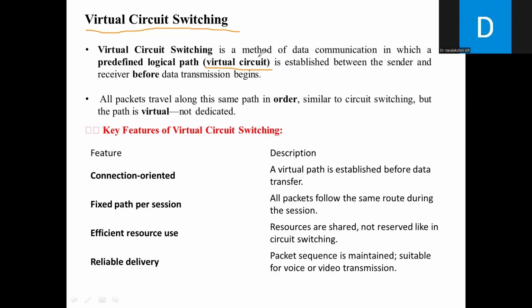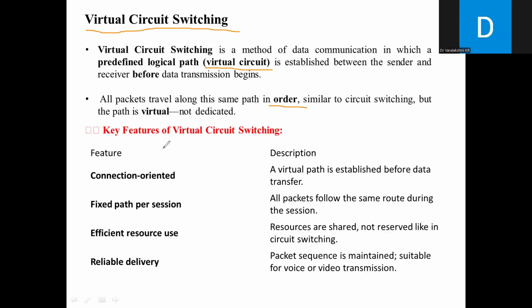So what is this virtual circuit? It is a path established between the sender and receiver before data transmission begins. One advantage is that all the packets travel along the same path, in order. This is the main highlight. It's almost similar to circuit switching, but there the path is dedicated. Here the path is virtual but not dedicated. In a comparison with the datagram, the packet sequence can be maintained here, but in the datagram approach we are not establishing any path before the data transfer.